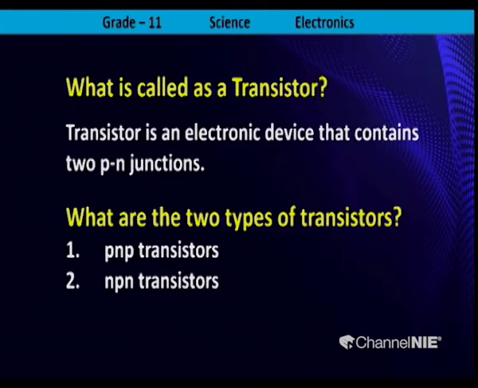Actually, what is called as a transistor? Transistor is an electronic device that contains two p-n junctions. I am sure you can remember what are p-n junctions. A p-n junction is made by joining p portion with n portion in a special manner.